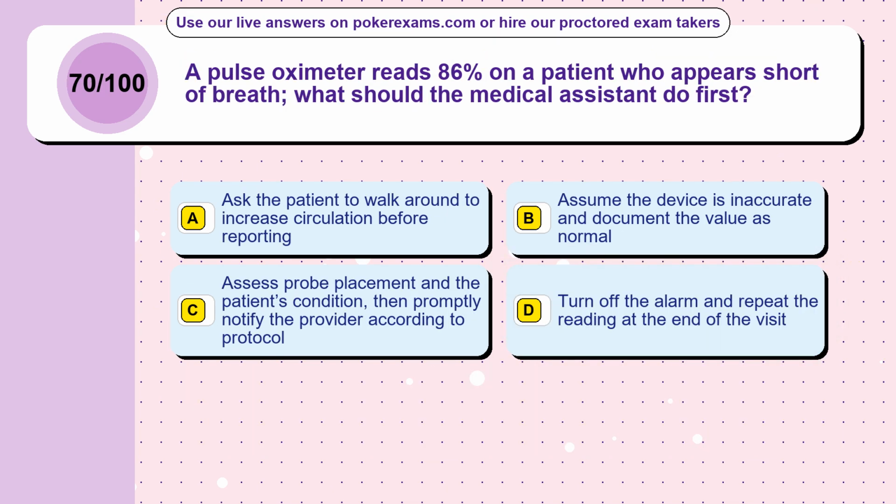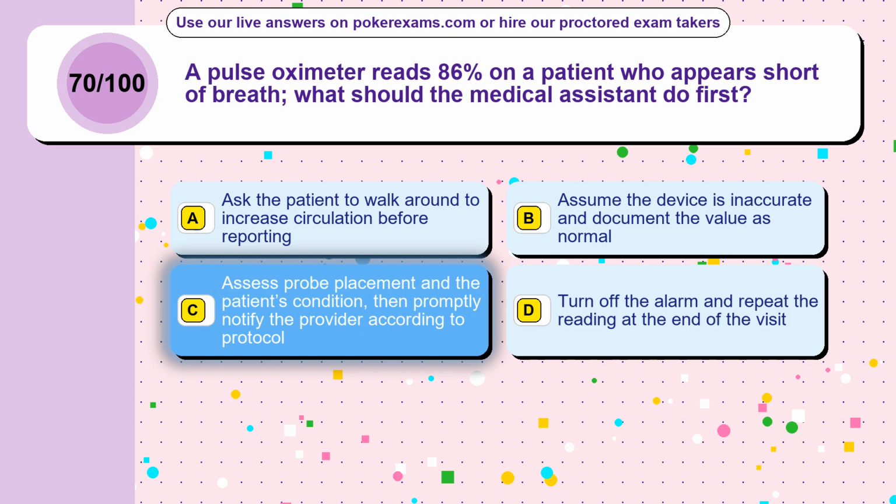Question 70. A pulse oximeter reads 86% on a patient who appears short of breath. What should the medical assistant do first? Option A, ask the patient to walk around to increase circulation before reporting. Option B, assume the device is inaccurate and document the value as normal. Option C, assess probe placement and the patient's condition, then promptly notify the provider according to protocol. Option D, turn off the alarm and repeat the reading at the end of the visit.